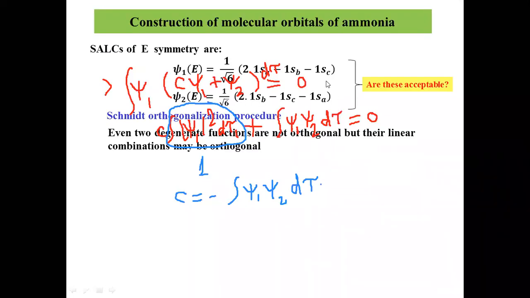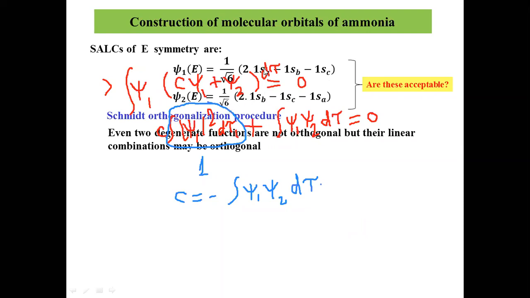Oh yeah, I'm overwriting on this, but just look at these two functions. If you multiply that, what is the value you are going to get? So this is 1 by square root of 6. This is 1 by square root of 6. So if you multiply 1 by 6, okay.